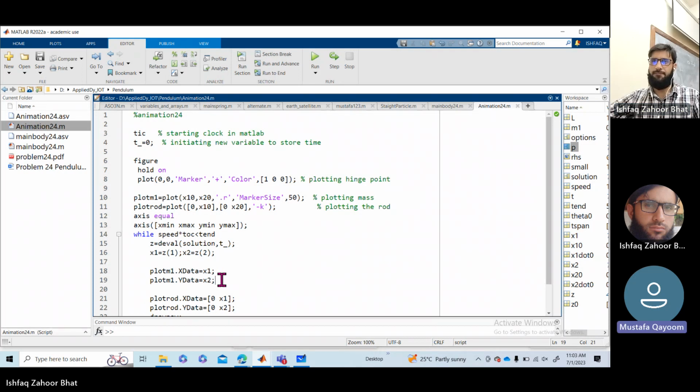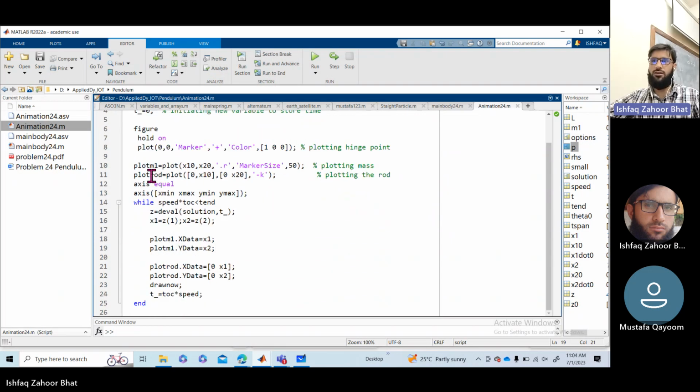So now this and this gets updated. Similarly, for the plot of the rod, we want this and this to be updated. So what we do is use plot rod dot x data. Its x data is this.